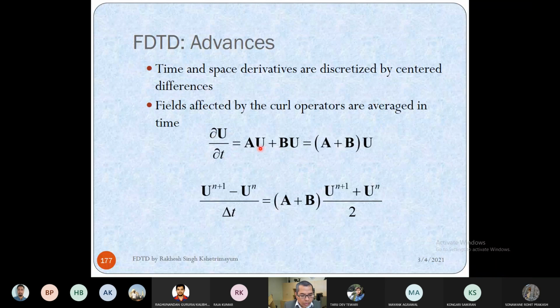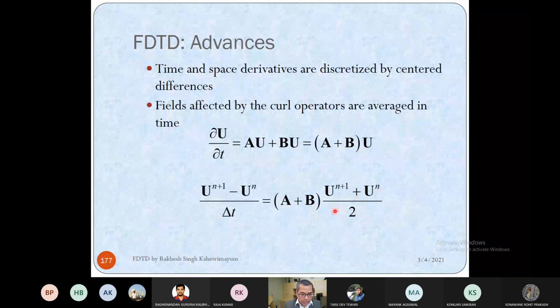So now, what do I do in the CN FDTD? In the CN FDTD, this partial derivative with respect to time, you can simply write as U^(n+1) minus U^n, divided by delta t. We do one thing more in the CN FDTD. On the right hand side, we have (A plus B) U. In the CN FDTD, this U is actually taken as the average of U^(n+1) plus U^n, divided by 2. So this is what we do in the CN FDTD technique.